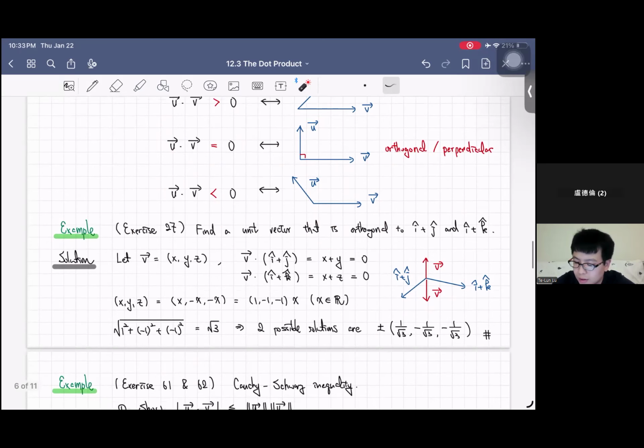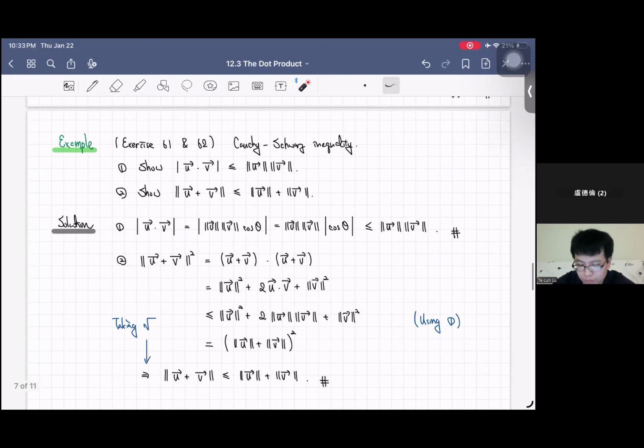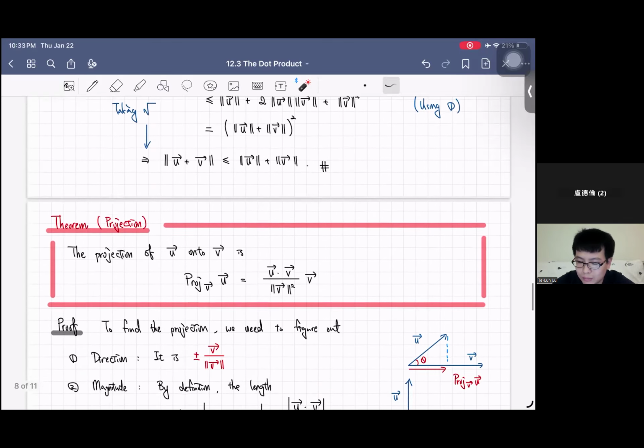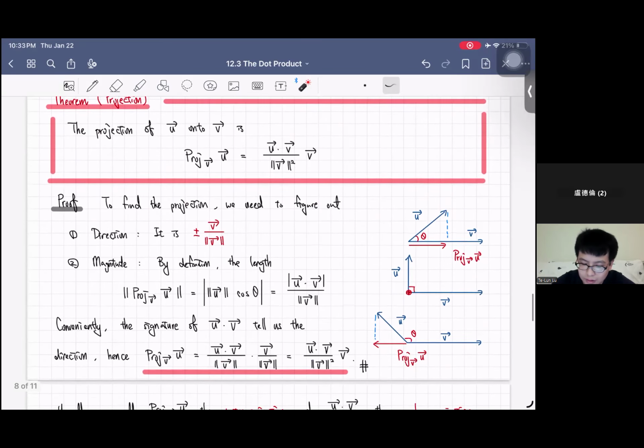So you can solve any equation regarding two vectors being perpendicular or orthogonal. In this case, we want to find a unit vector that is orthogonal to two vectors, and we actually found out there are only two of them. And we proved several inequalities. Those are not really important and don't really matter in our course.